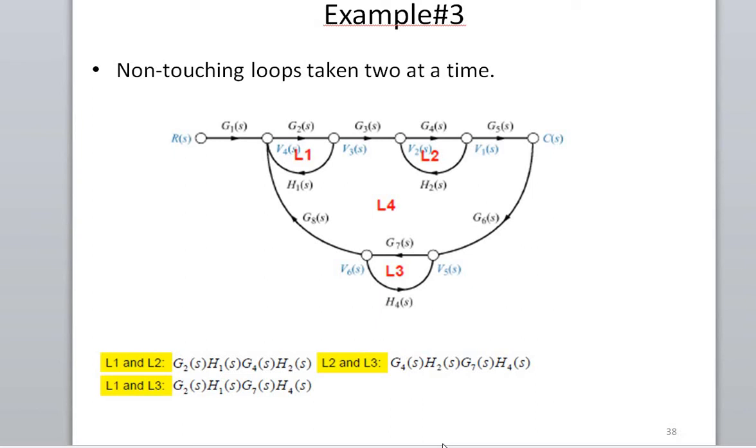So the next step is to identify whether there are any two non-touching loops. If non-touching loops are present, you have to write the products of the gains of all possible combinations of two non-touching loops. Why are we taking possible combinations of two non-touching loops? Because of the equation of delta.